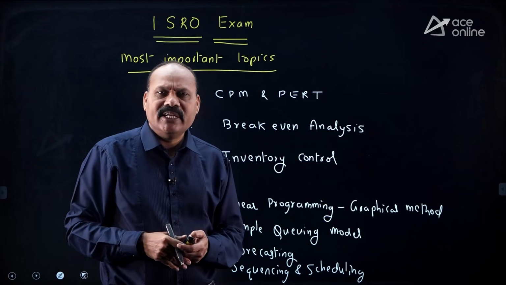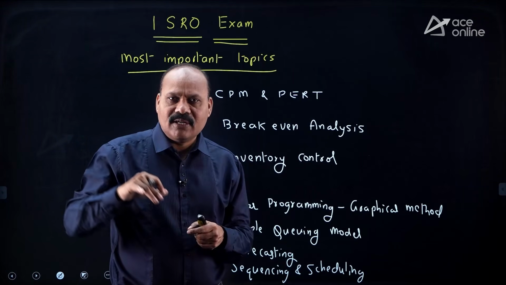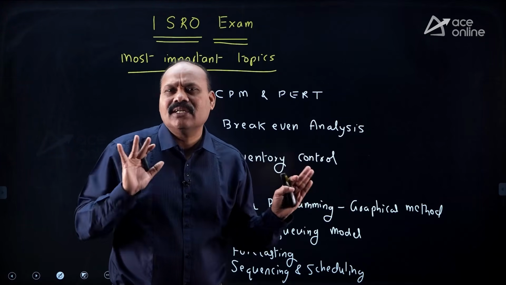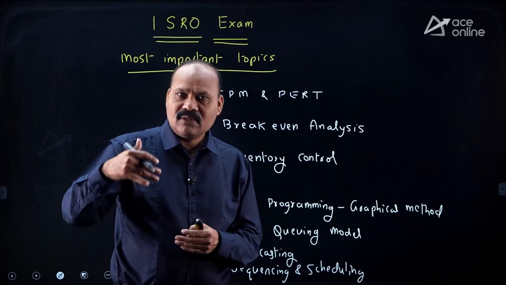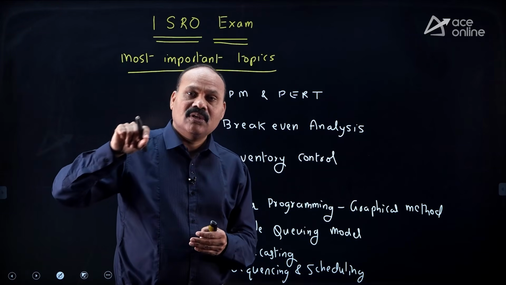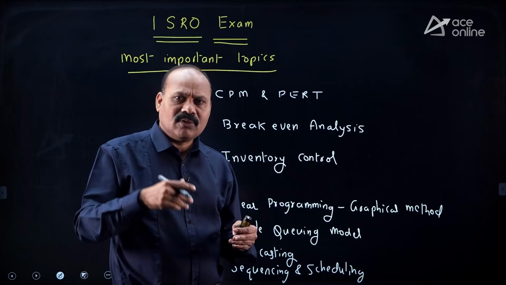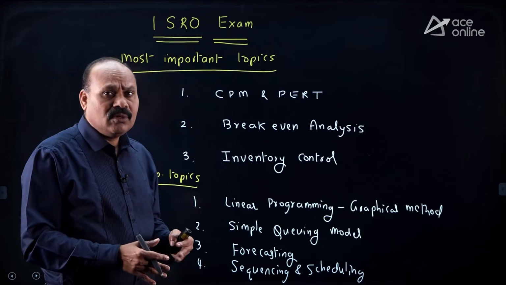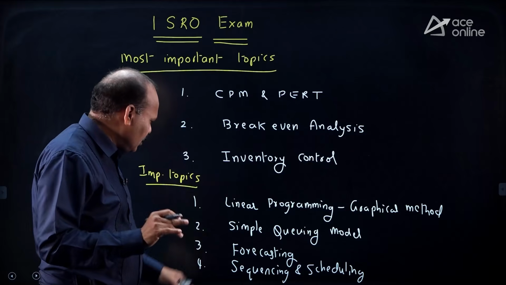And coming to the remaining topics: linear programming, simple queuing, forecasting, sequencing and scheduling. Similarly, in previous question papers, linear programming, graphical method, one model is given to you. From that, what kind of solution the problem has: unique optimal, multiple optimal, degenerate, such kind of questions. Coming to the simple queuing model, single server queuing model, Kendall's representation. What are the notations used, what type of arrival pattern, what kind of service pattern, what are the assumptions in the single server queuing model, and formulas for traffic intensity and utilization factor, such kind of questions.